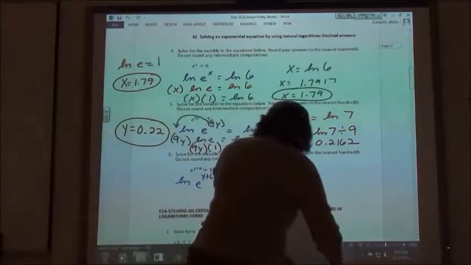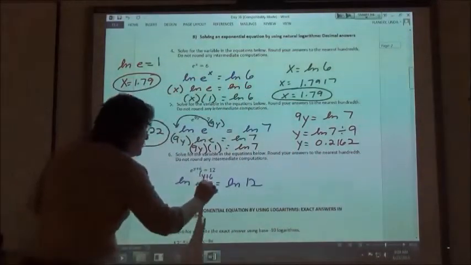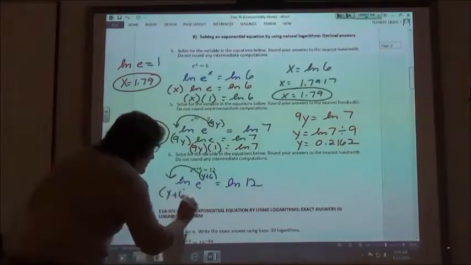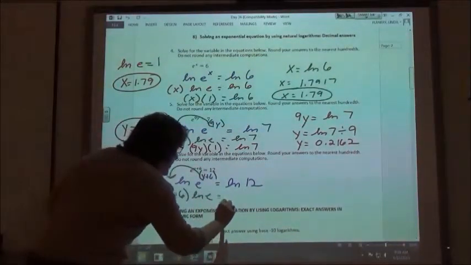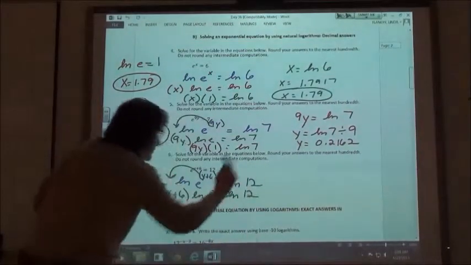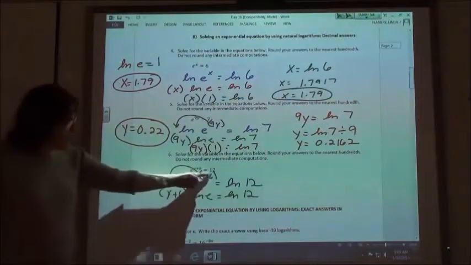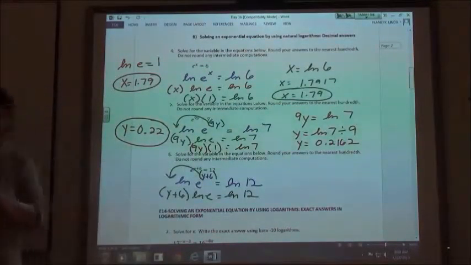Then you're going to go y plus 6 times the natural log of e equals the natural log of what? 12, not 7. 7's not even in our problem. I got the 7 from the previous one. So all we did is move our exponent out in front.